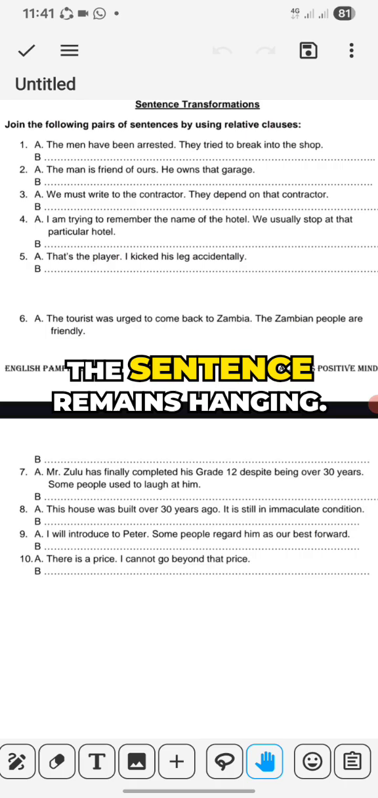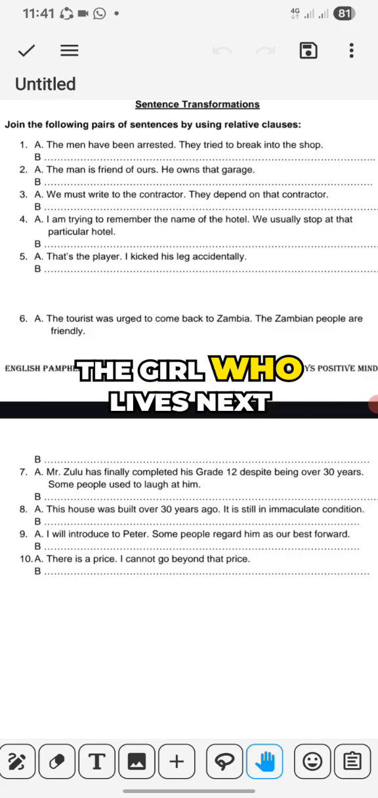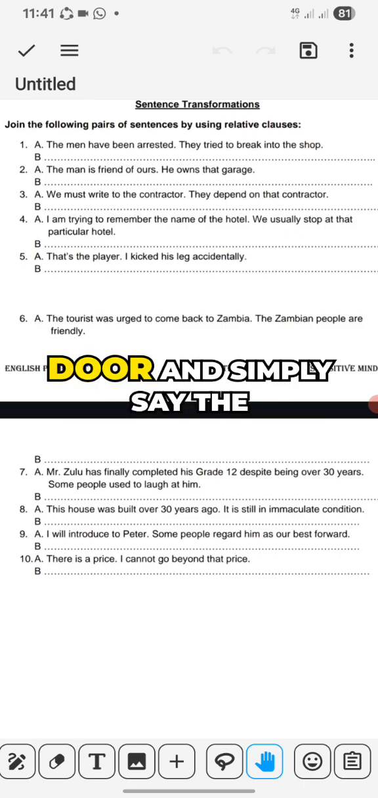For example, we take the first example: the girl who lives next door has traveled to Lusaka. Now, let us omit the relative clause there, which is who lives next door, and simply say the girl has traveled to Lusaka.